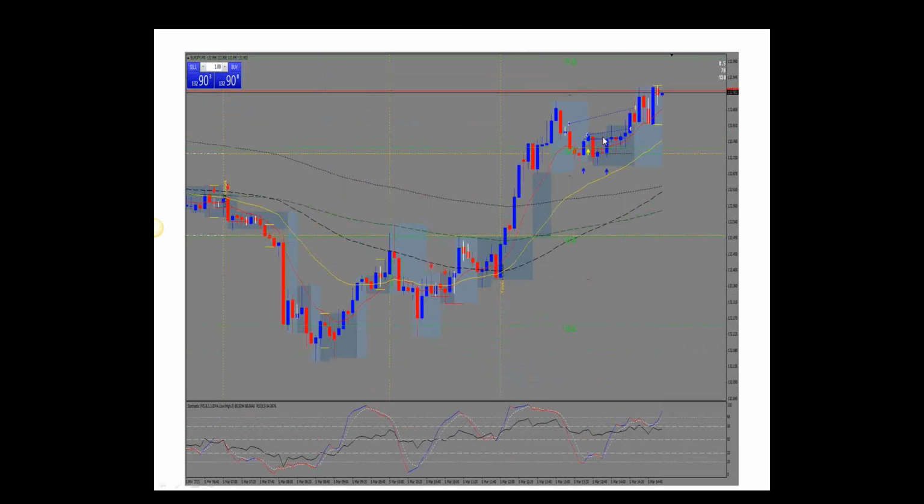Here's a couple of trades I took. These were all done on Thursday. These were trades I did on Thursday just before going to my meeting. I posted all of these trades actually in the room as well.